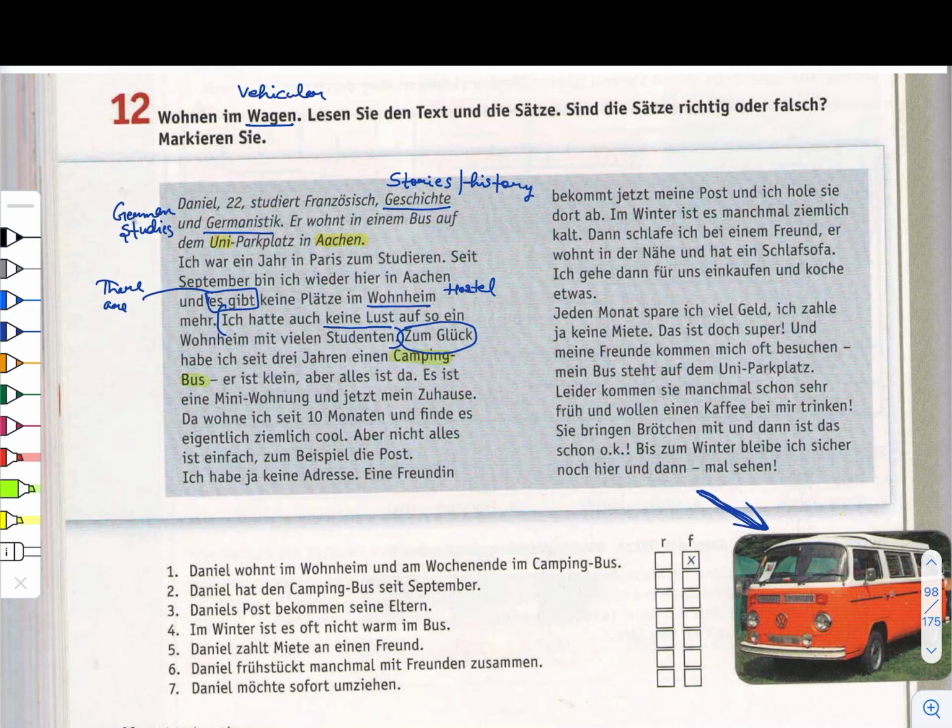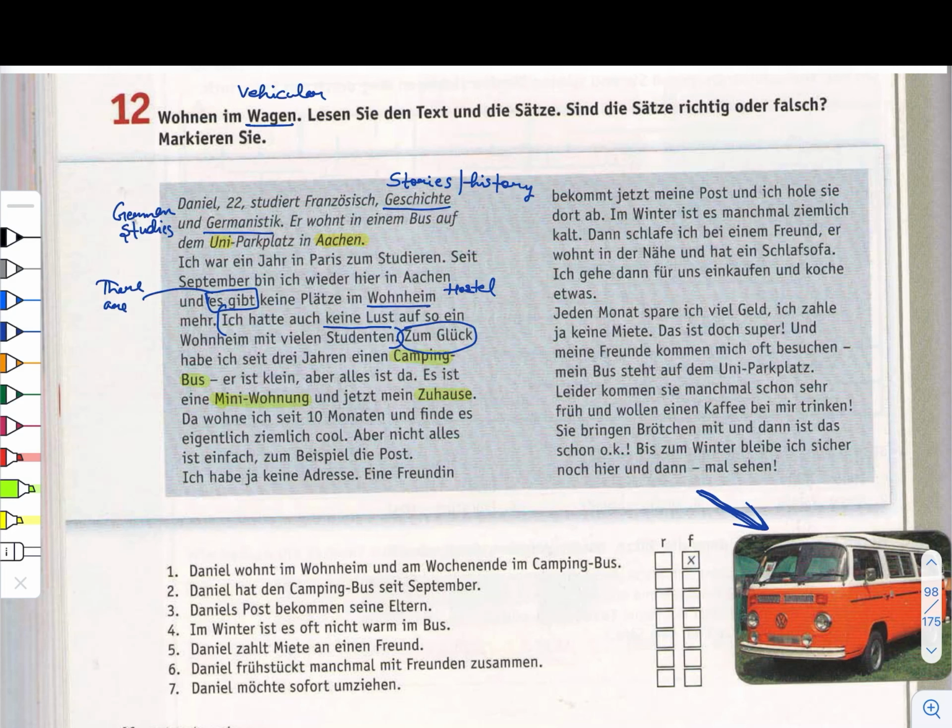Er ist klein. Okay, so it is small. Aber alles ist da, but everything is there. Okay, now he is telling about this, that it is very small, but everything is there inside because it's like a camping bus. Es ist eine Mini-Wohnung und jetzt mein Haus. Now it is like a mini apartment for me and now it's my house. Okay, here Mini-Wohnung and my house.